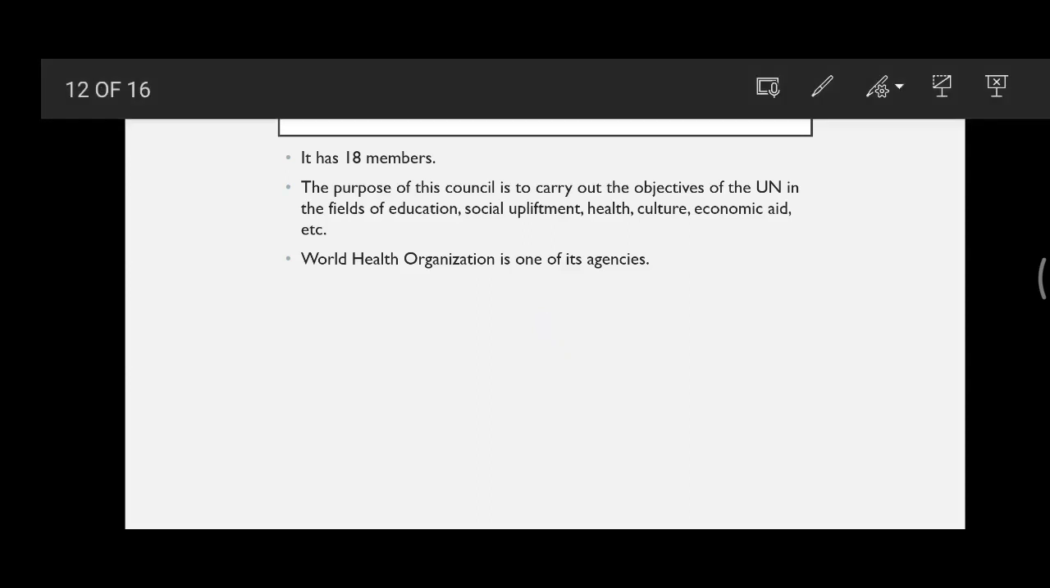Now we have the Economic and Social Council. As the name suggests, students, it is about economy. Economy means money, and social means related to society. So this particular council or organ of the United Nations has 18 members. And what is the purpose of this? The purpose of this council is to carry out the objectives of the UN in the fields of education, social upliftment, health, culture, economic aid, etc.